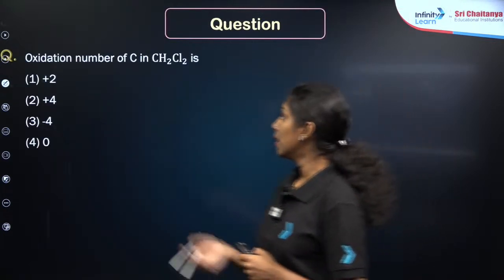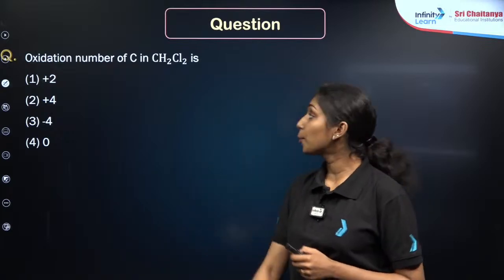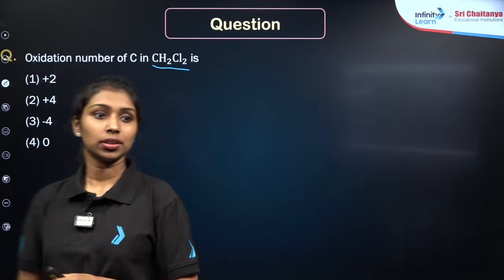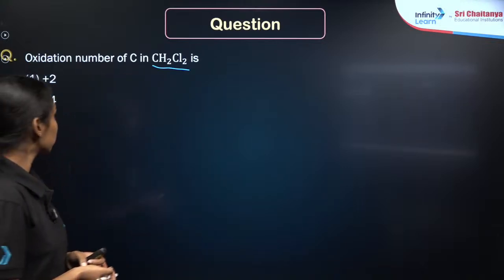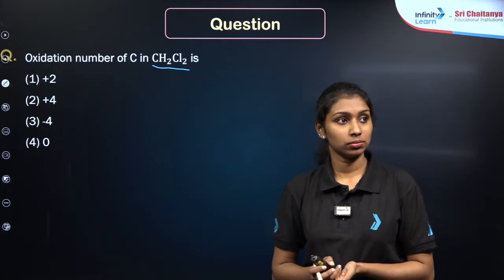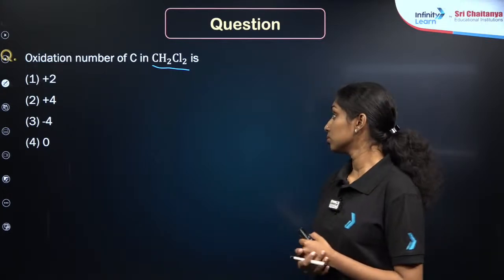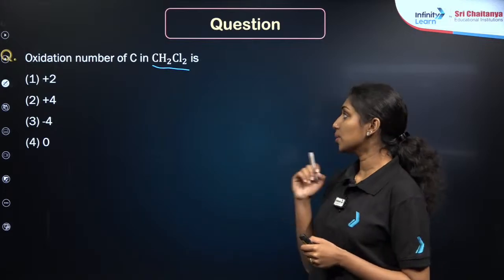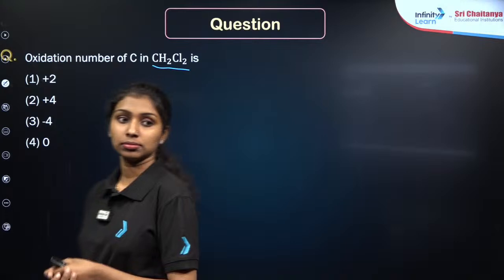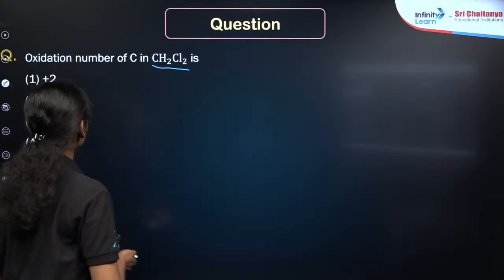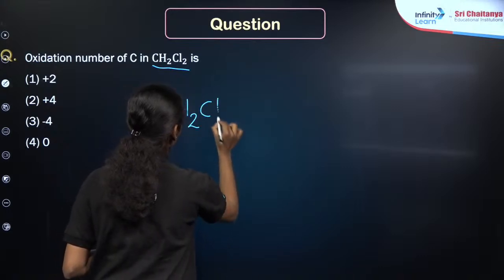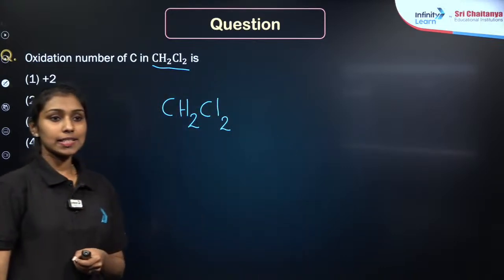Just give me the answer. The first question is the oxidation number of carbon in CH2Cl2. What will be the answer? What will be the oxidation number of carbon in CH2Cl2?